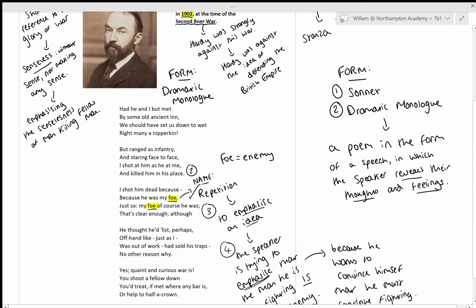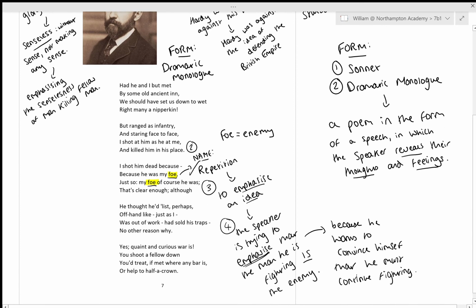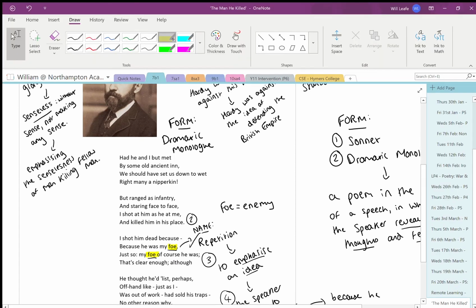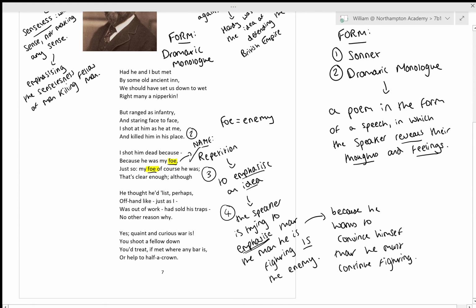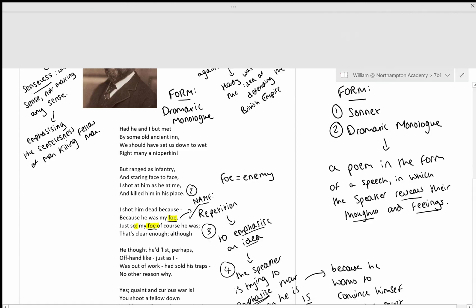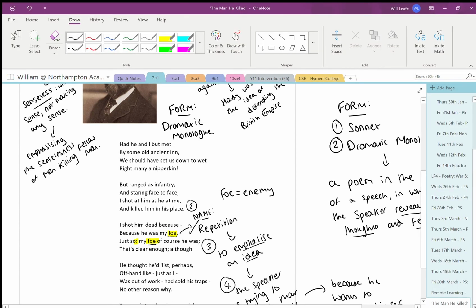Okay, I'm going to show you where the next 2 techniques are. However, I would like you to then annotate them using the 4 steps I've just shown you. So here, there is some caesura. Remember, that's punctuation in the middle of the line. And also in this first stanza, there is some imagery for you to find, particularly in that line there.